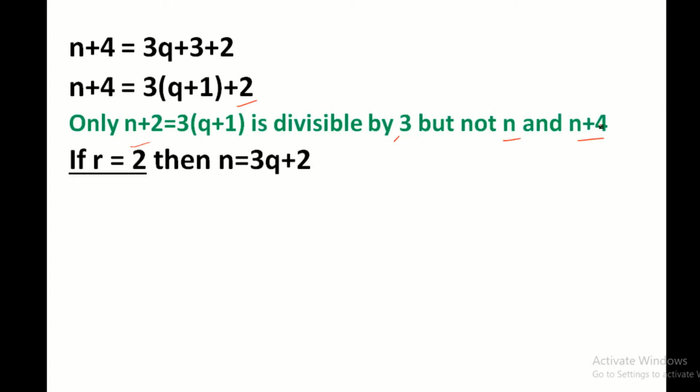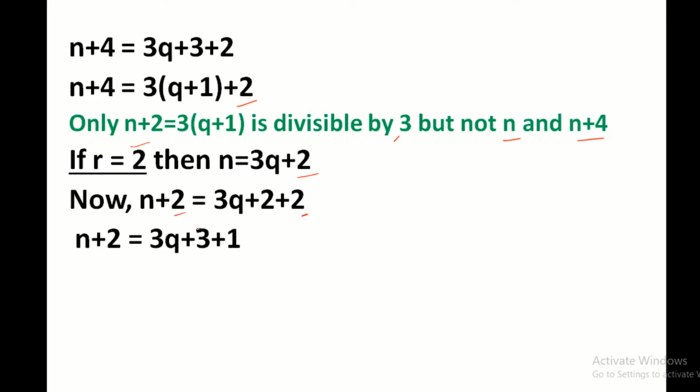So we see the final case, what if r is equal to 2. So here in place of r, I have written 2. So n value is equal to 3q plus 2. Now n plus 2. So I have added 2 on both sides. So this is equal to 3q plus 3 plus 1, because 2 plus 2 is equal to 4, and 4 can be rewritten as 3 plus 1. And now n plus 2 value is, by taking 3 as common from these two terms, 3 times q plus 1, and this 1 is left over.